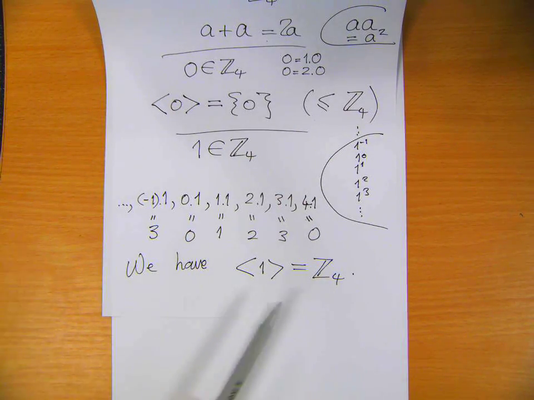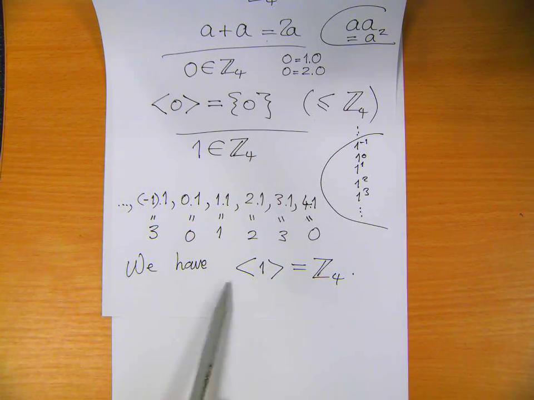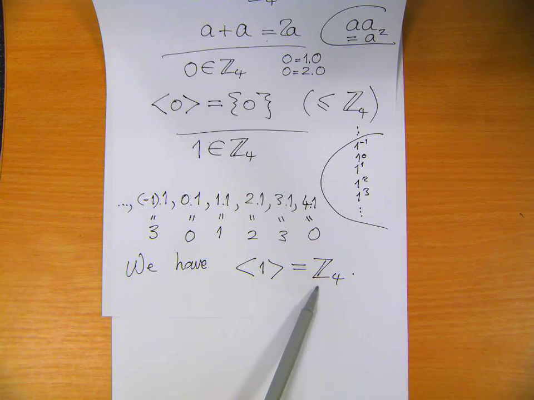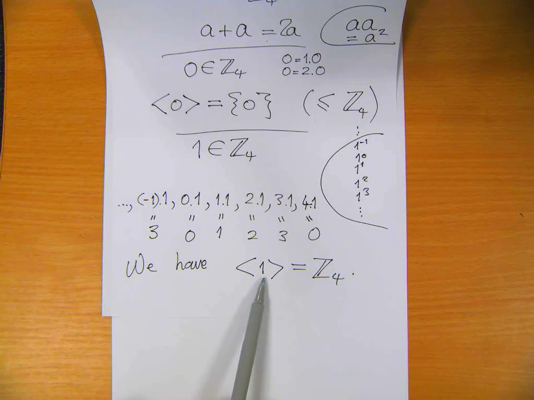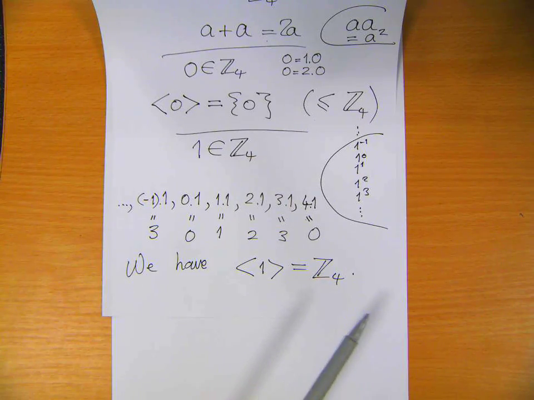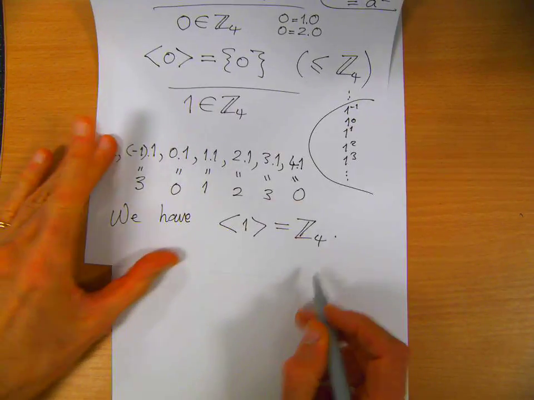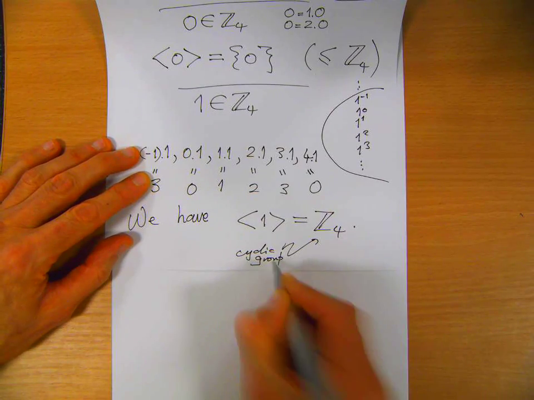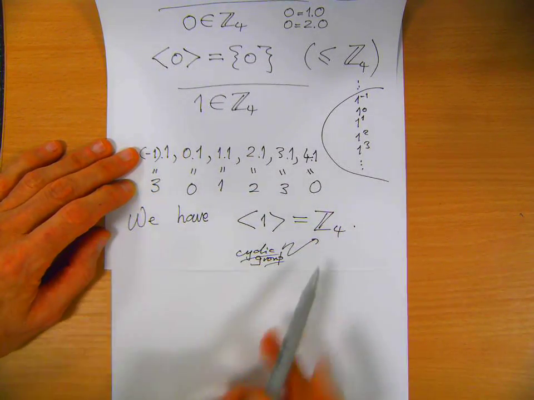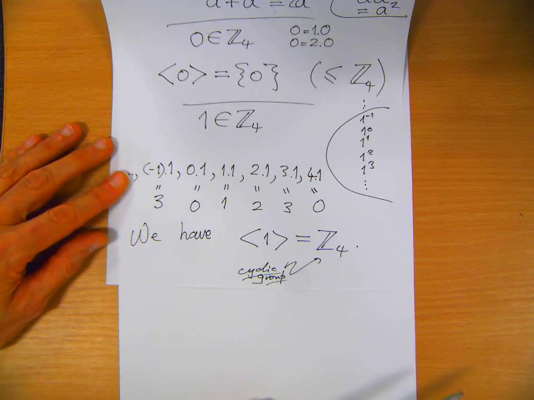So as soon as we look at the number 1, the subgroup generated by 1 is actually the whole group. That's fine. Certainly Z4 is a subgroup of itself. And if you get the whole group by looking at the subgroup generated by a particular element, we say that the whole group is cyclic. So Z4 is an example of a cyclic group. So cyclic group means it's generated by one of its elements.